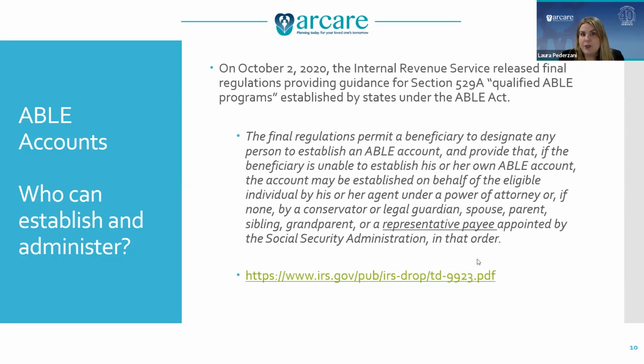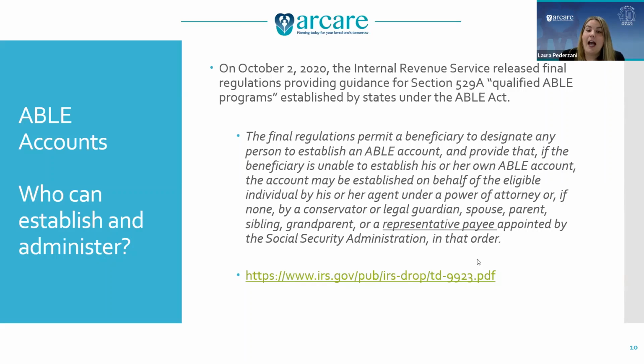However, in October of 2020, the IRS released their final regulations that provide guidance and oversight for these specific types of accounts. And the federal regulations put forth what we refer to as an expanded hierarchy of who can establish and administer an account. So now the final regulations read that the beneficiary can either designate someone if they're unable to establish their own account. It can be established on their behalf by the individual, their agent under power of attorney, or if none, a guardian or conservator, spouse, parent, sibling, grandparent, or representative payee who's appointed by the Social Security Administration, in that order.